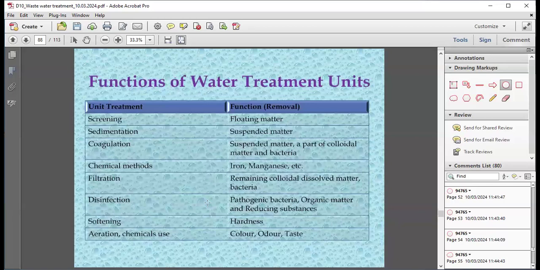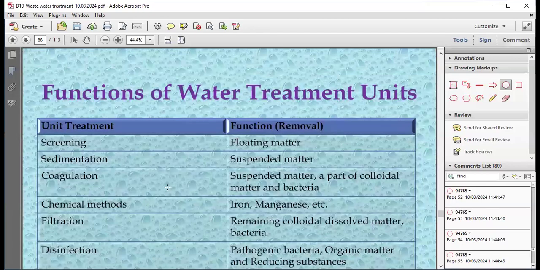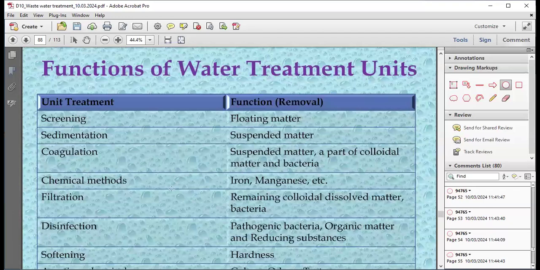Functions of water treatment units, unit treatment function, screening. Some of it is very important. I ask questions from this during the exam time.